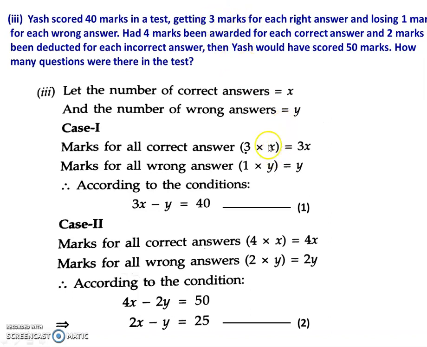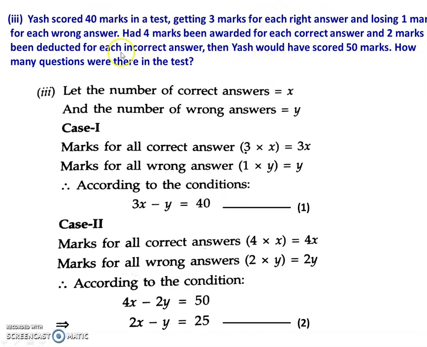So if total correct answers are x, then his total marks because of the correct answers will be 3 multiplied by x. For wrong answers, he is losing 1 mark. So which means 1 mark for each wrong answer, and it is being subtracted because it is negative 1. So 3x minus y. This will be his total marks. That is, 3x is the positive marks that he is gaining, and these y marks he is losing. So 3x minus y is equal to 40, because he is getting 40 marks when this condition is applied.